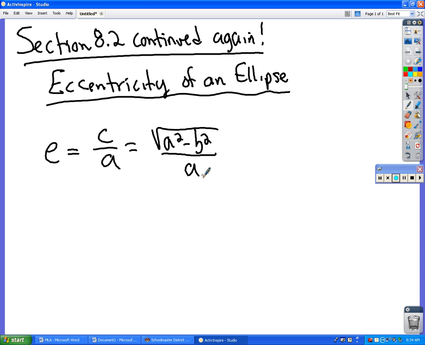So, Ryan, I might suggest you take a break from the scholarship thing and write down this formula real quick. I don't think you're going to probably remember it. All right, so that's a fun little formula that you can use to figure out how elliptical your ellipse is.